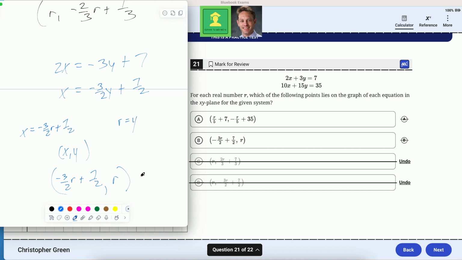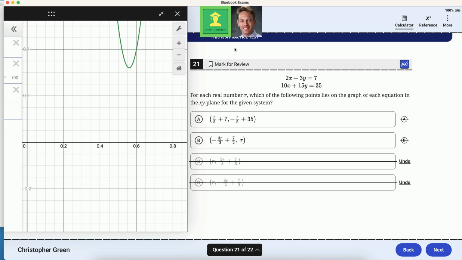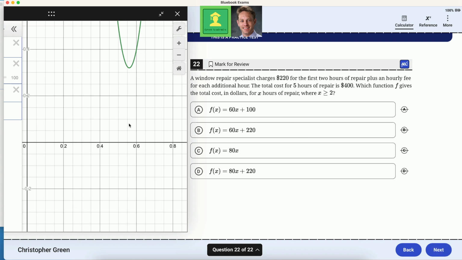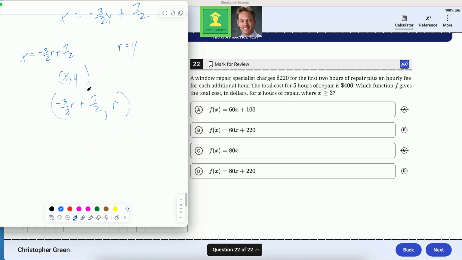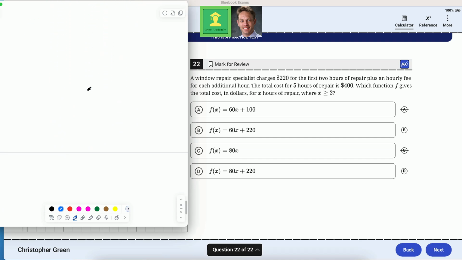That's a really tricky question. These are the last couple of very advanced questions that you get at the end of the second math section, having gotten all of the first math section correct. What's the very last one going to be? Oh, yeah, it's one of these. Okay. Charges $220 for the first 2 hours of repair, plus an hourly fee for each additional hour. Total cost of 5 hours of repair is $400. Which function f gives the total cost in dollars for x hours of repair, where x is greater than or equal to 2?